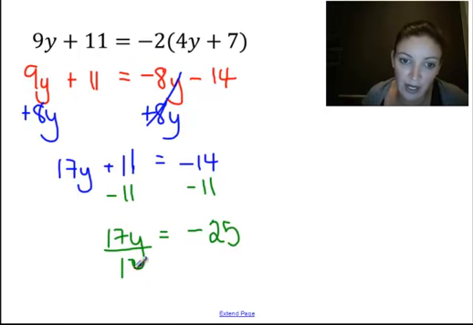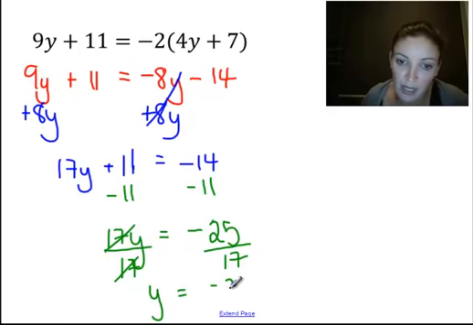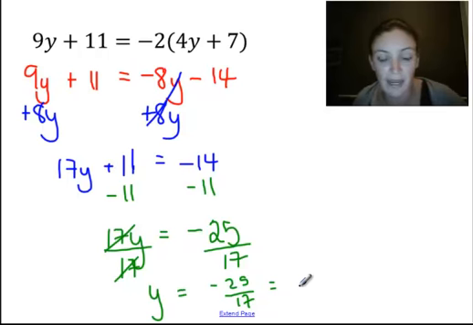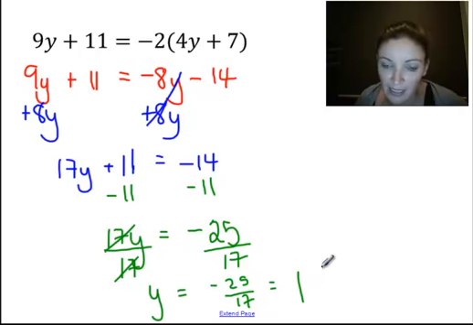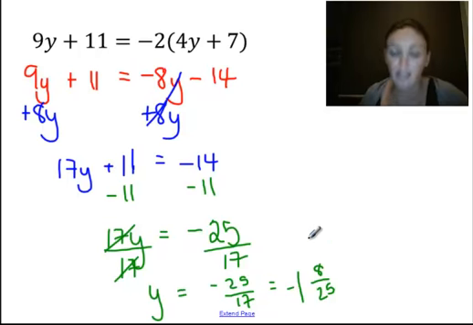And so I need to divide by 17 on both sides. So 17 divided by 17 is 1y. So y is equal to minus 25 over 17. Or if we want to write that as a mixed fraction, 17 goes into 25 once with 8 left over, and it's a negative number, okay?